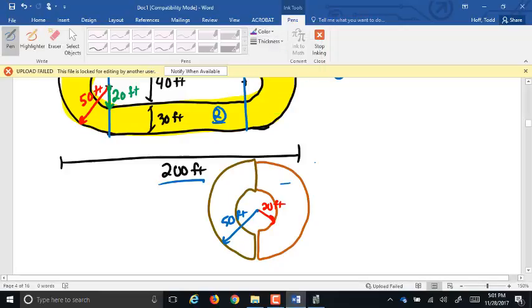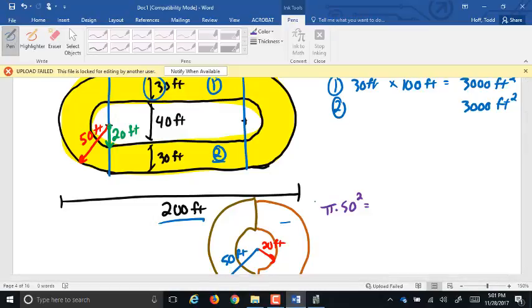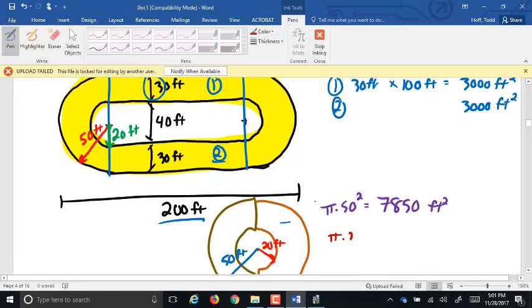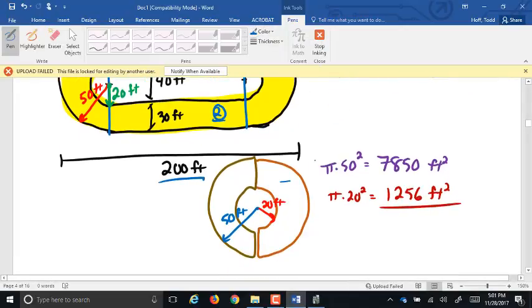So that area: pi times 50 squared is the big circle. So 3.14 times 50 squared, 7,850 square feet. The little circle is pi times 20 squared, which is 1,256 square feet. We subtract there to get a difference of 6,594 square feet.